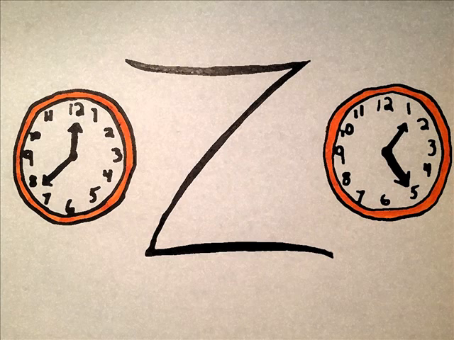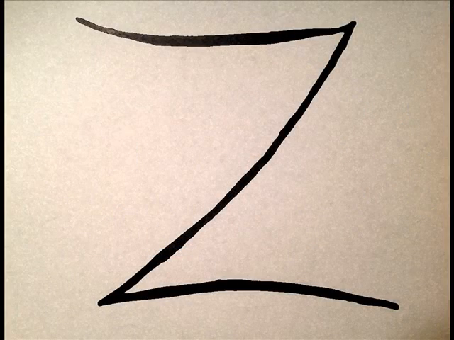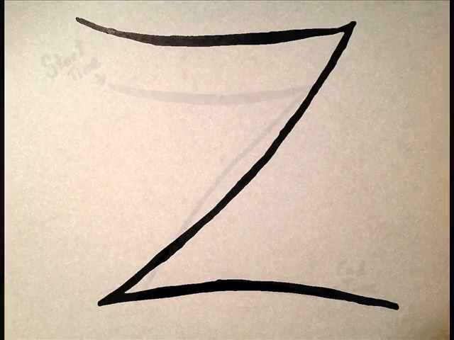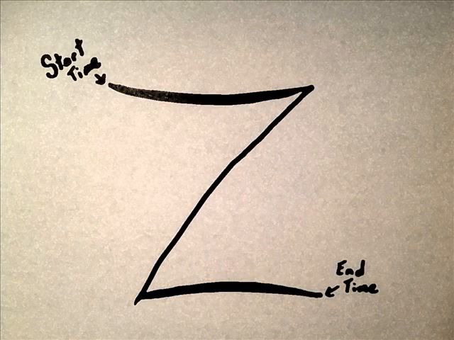The Z strategy is a technique that helps to find elapsed time. The first step to finding the elapsed time with the Z strategy is to sketch a Z in your workspace. You will place your start time on the top left corner of the Z. You will place your end time on the bottom right corner of the Z.